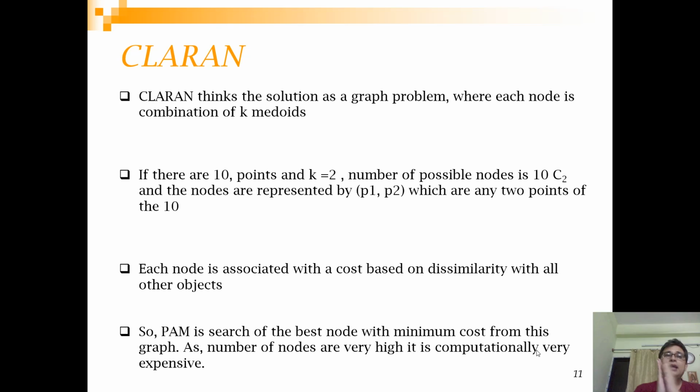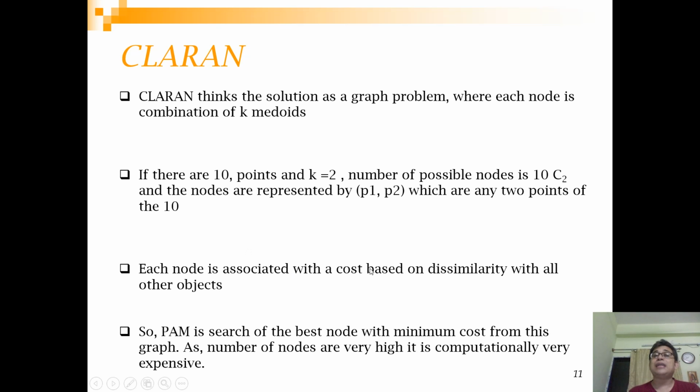If there are 10 points and k equal to 2, the number of possible nodes is 10C2, because you are basically picking any 2 observations and they can be the 2 medoids. So the number of such possible nodes is 10C2. If the nodes are represented by P1, P2, which are any 2 points of 10, that is how a node will be, right? A node will be like P1, P2, if the points are P1 to P10.